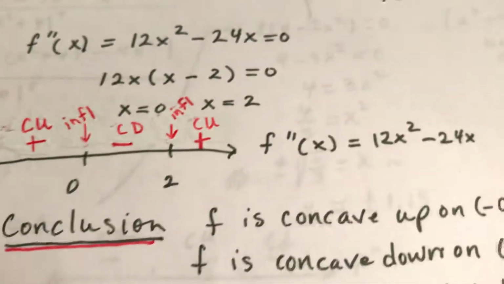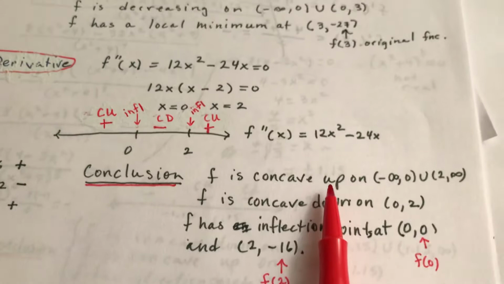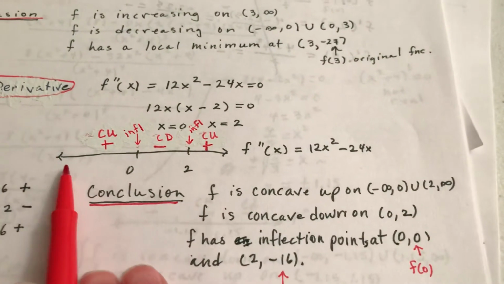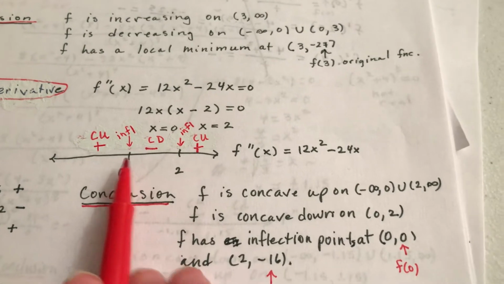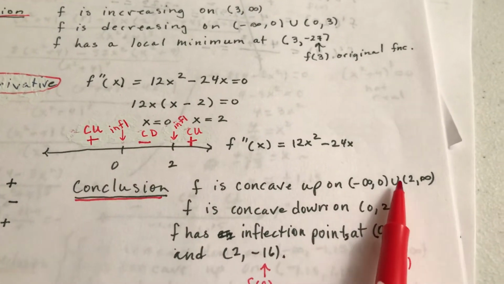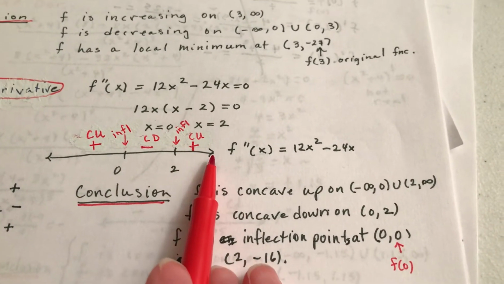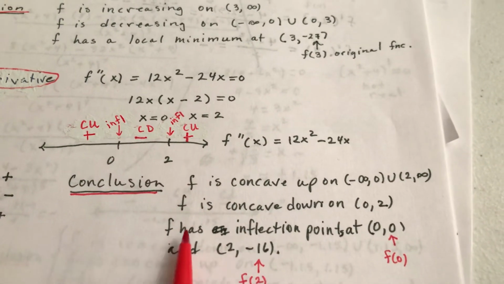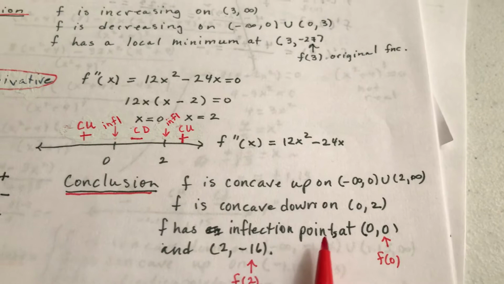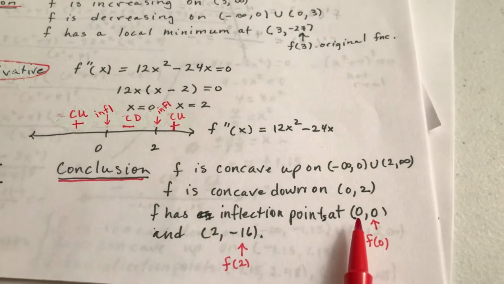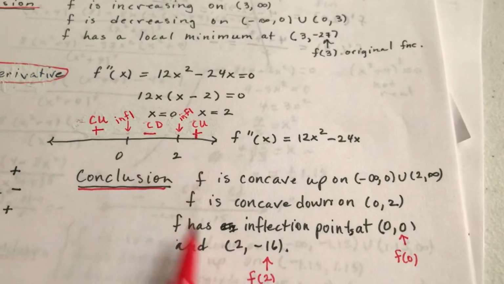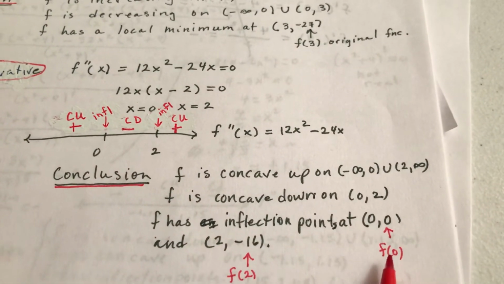So, conclusion. F is concave up, so I just kind of start. It doesn't matter where you start. Concave up on negative infinity to 0, also, which we just put union, 2 to infinity. F is concave down on 0 to 2. F has inflection points, 2 of them, at, now here's where you give the ordered pair, so x equals 0 and x equals 2. The y value is f of 0.